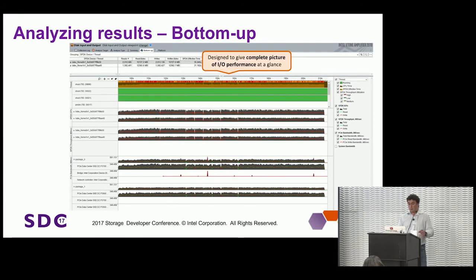So bottom-up view is designed to provide performance picture at a glance. It consists of three blocks: thread, IO statistic, and PCI bandwidth. Let's take a look at them separately. So first one is thread. Thread presents a list of threads which were running at the system during file collection.